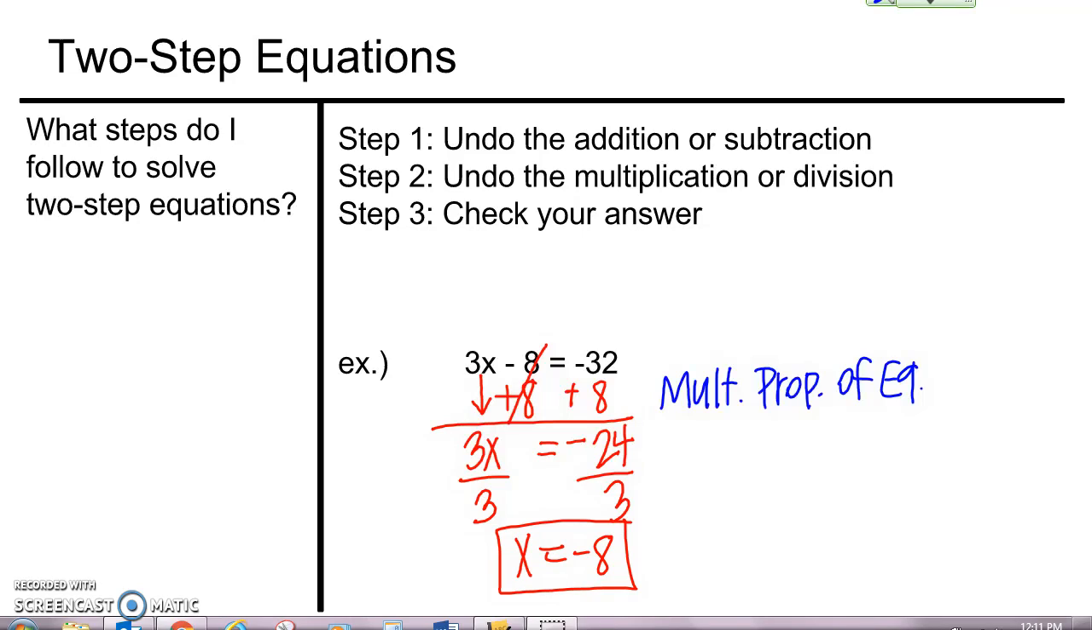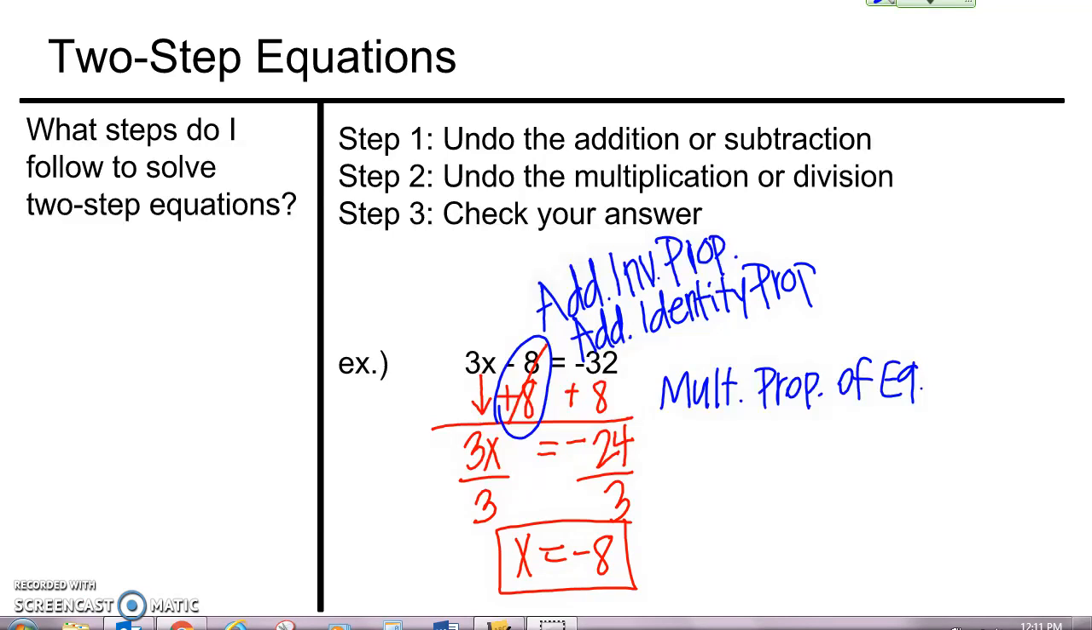Okay? Next, we would have said negative 8 plus 8 equals 0. What is that? That is the additive inverse property. I didn't actually show it in my work. That's the additive inverse property. Then we would have gotten rid of the 0 using the additive identity property.